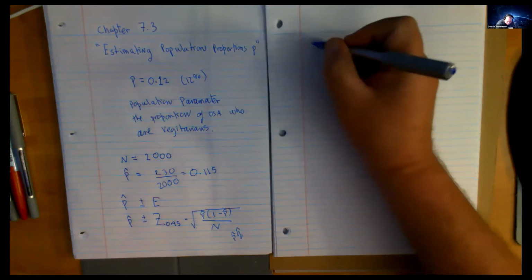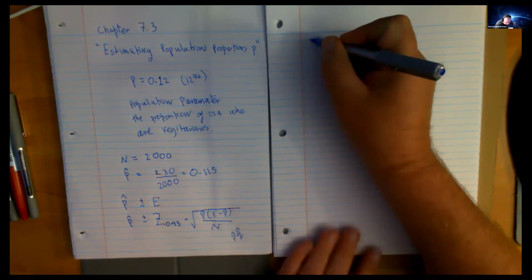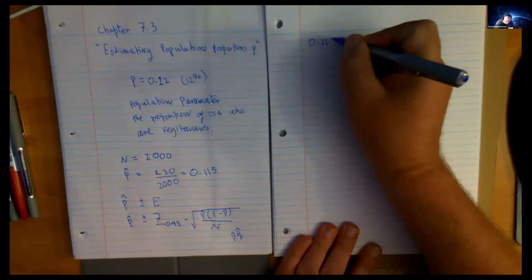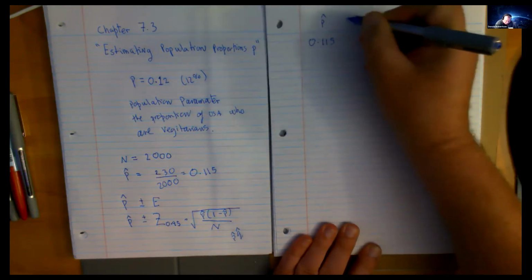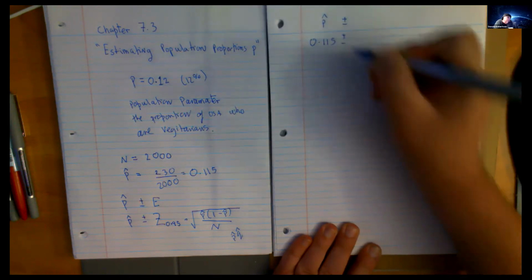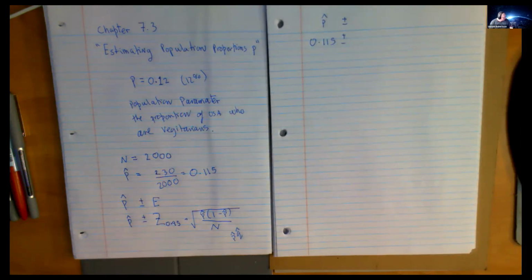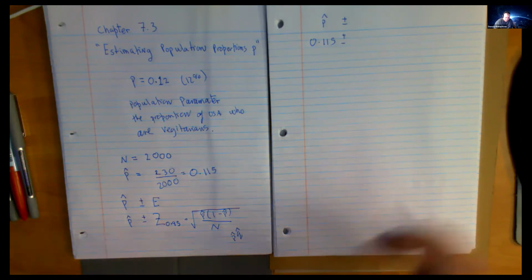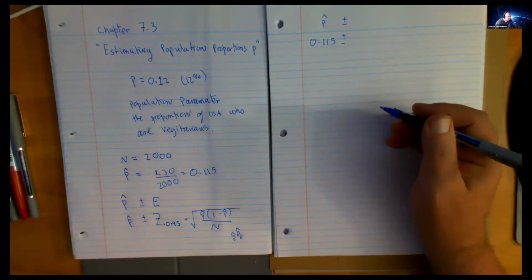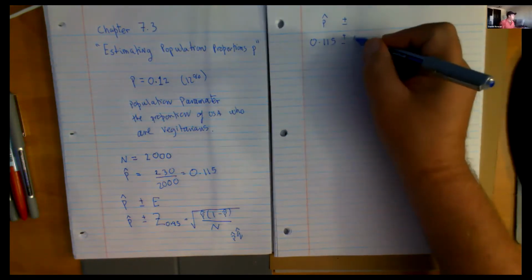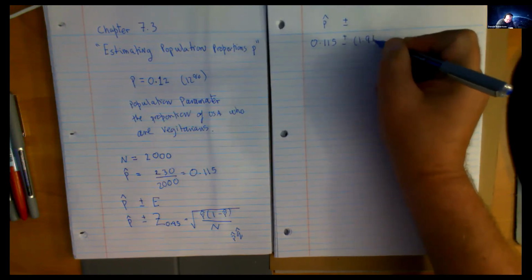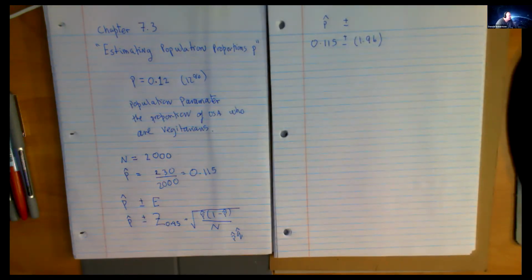Well, let's see what we get then. So it's going to be p hat, which is 0.115, put it up there, plus or minus. What's the magic z-score for a 95% confidence interval? 1.96. All right. And you know you're going to write that down on a piece of paper somewhere if you can't remember it.